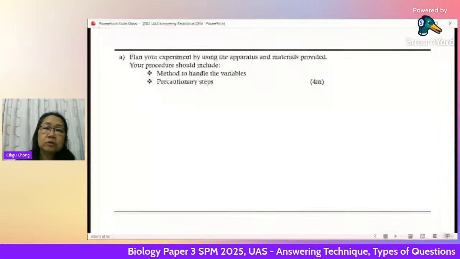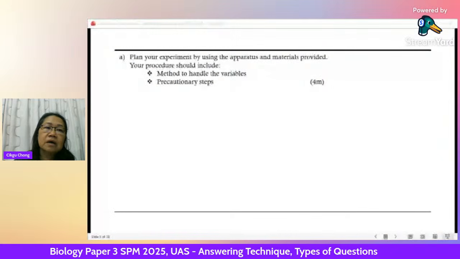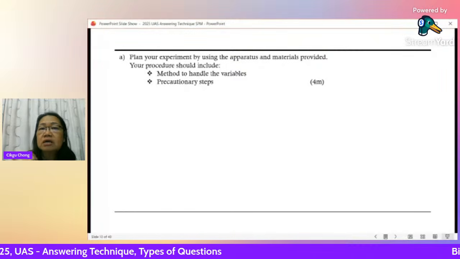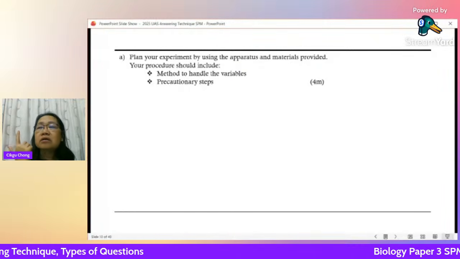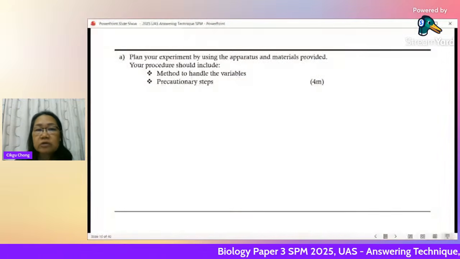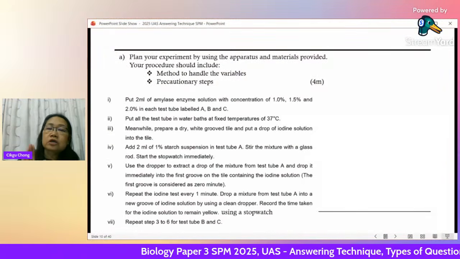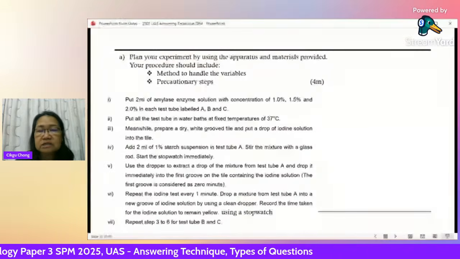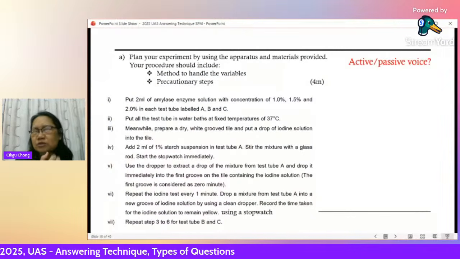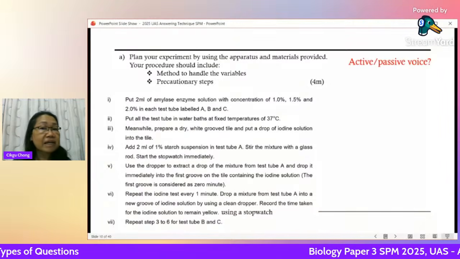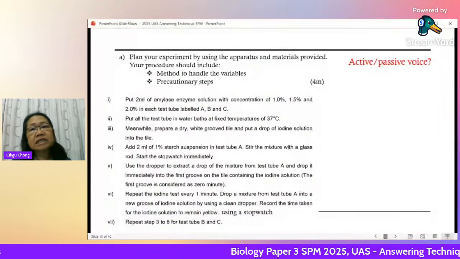Okay, so let's say this is a question. They already tell you the method to handle the variables will be 3 marks: MV, RV, and constant variable, and precautionary step 1. Okay, so this is what we are looking for if you are marking a paper. First of all, the thing they always ask me: teacher, can I write in active voice or must I write in passive voice? Actually, it does not matter.